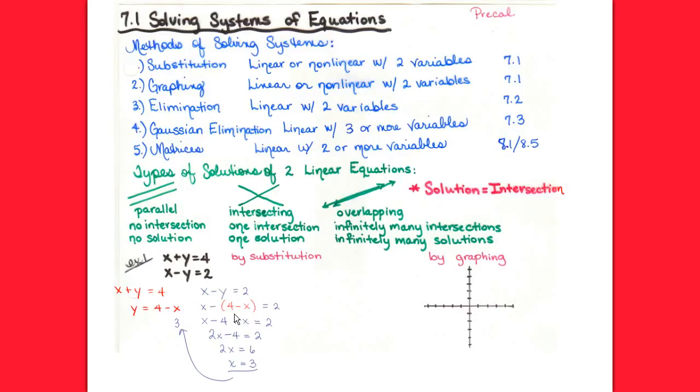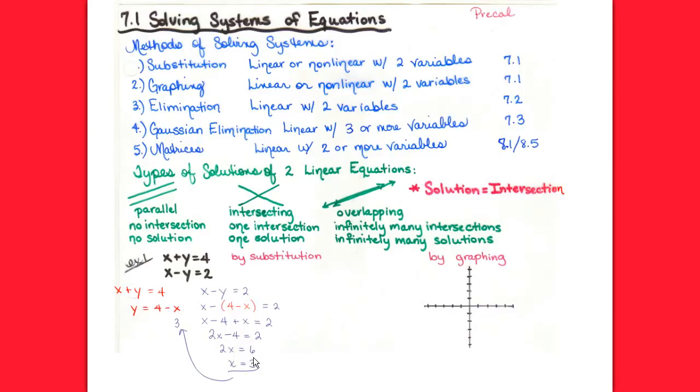So we can go through and distribute that negative. So we'll have negative 4 and a positive x. Combine our two x's, add our 4 to the other side, and then divide by 2. So we'll get x is equal to 3.